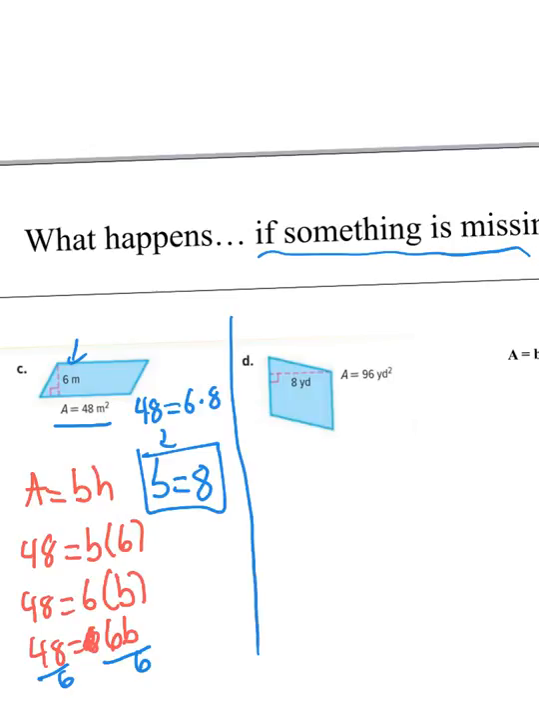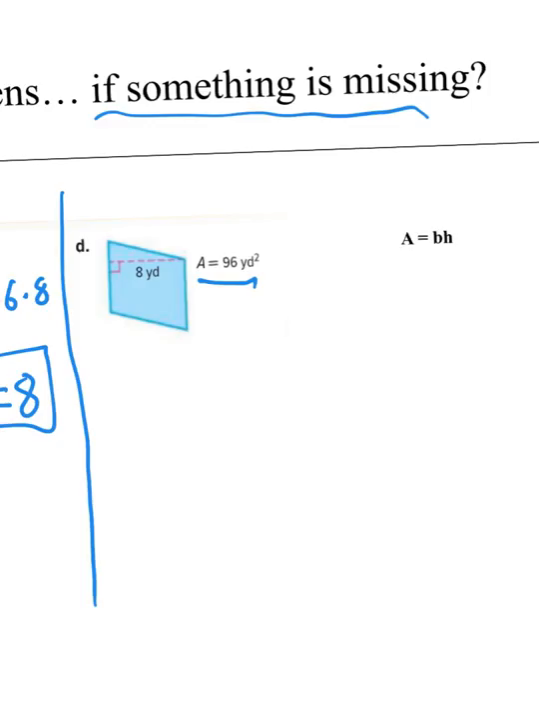Go ahead and try, pause it for like 1 minute, and try this one. It gave you the height. You need to find the base based off of the area. Go ahead and try that for a second, and pause. Okay, now that you've had a moment to try it, I'm going to work it out for you. So check your work. Area is equal to 96.